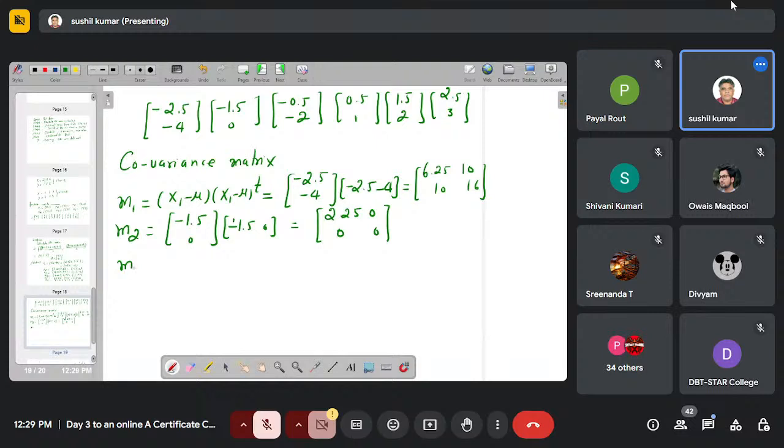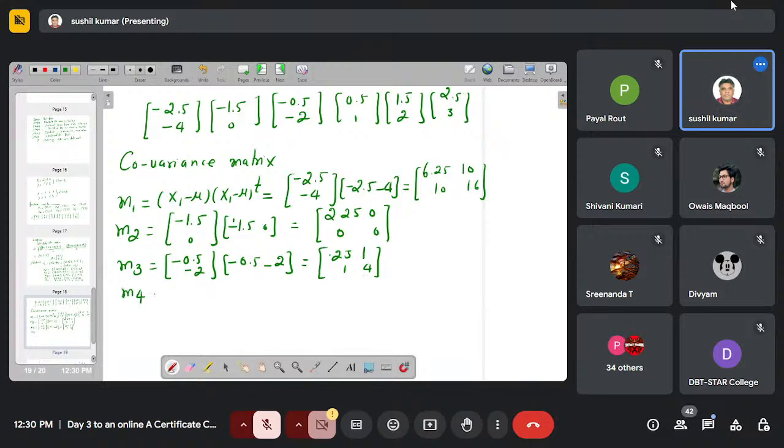Okay, m3 you can calculate here: minus 0.5 and minus 2, and minus 0.5 and minus 2. If you do this calculation, you can say 0.25, 1, 1 and 4.